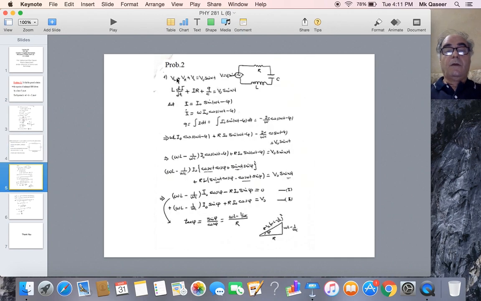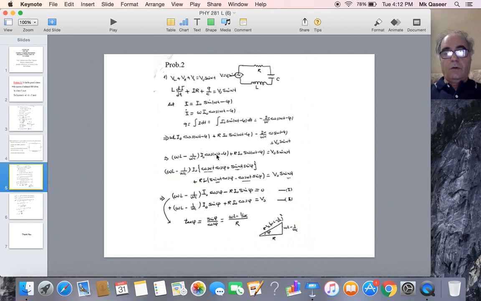To do so, we apply Kirchhoff's law. The potential V0 sine omega t is equal to the potential across the inductor plus the potential across the capacitor plus the potential across the resistance. We get this equation. Now we know I, we need dI by dt, which is given by this expression, and we need q. To find q, we integrate I with respect to t, and we get minus I0 over omega cosine omega t minus phi. Now substitute for q and I dot, and we get this expression.